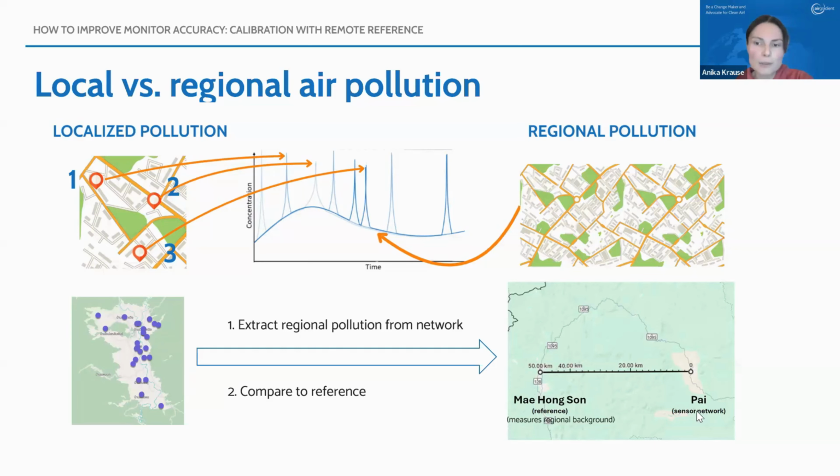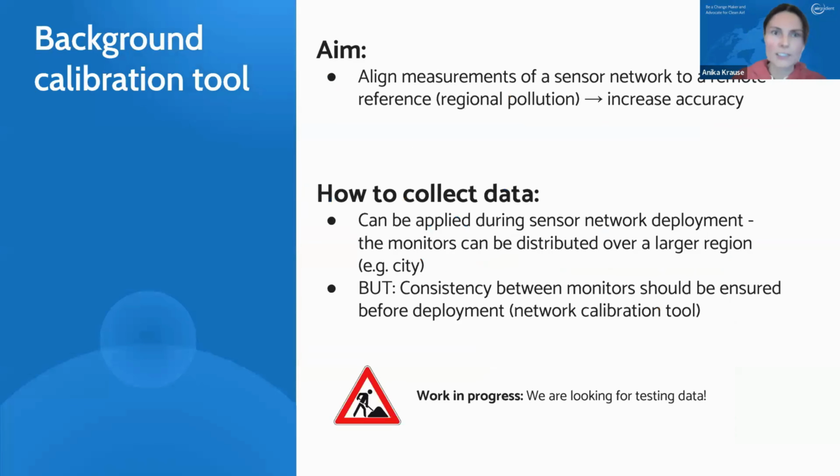So if you are able to extract it from here, we can compare the two parameters basically. I'll walk you through how that works in practice, and then I hope it gets a bit clearer. So this is the background calibration tool that we use for this. This is still work in progress at the moment. We're still looking for testing data, but there's kind of already a skeleton that I will show you.